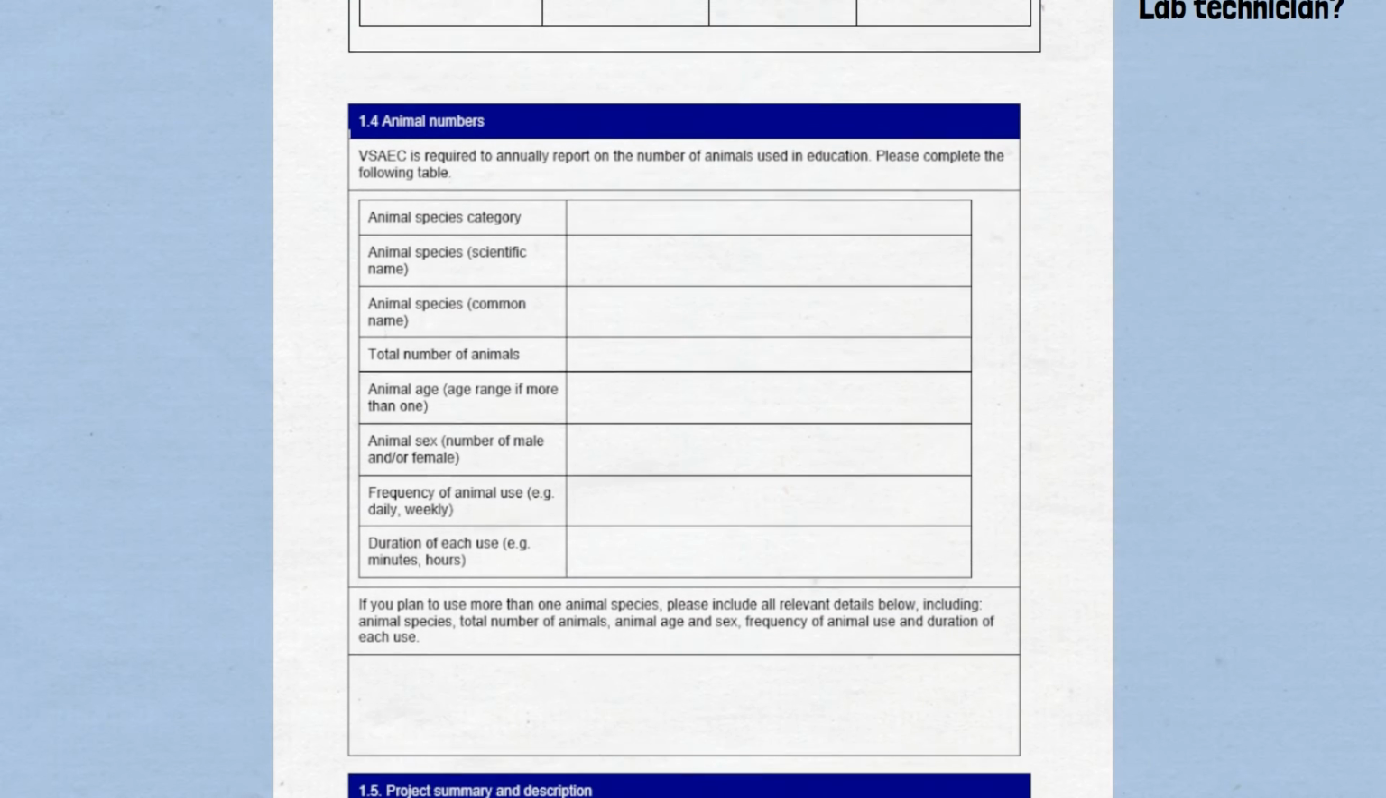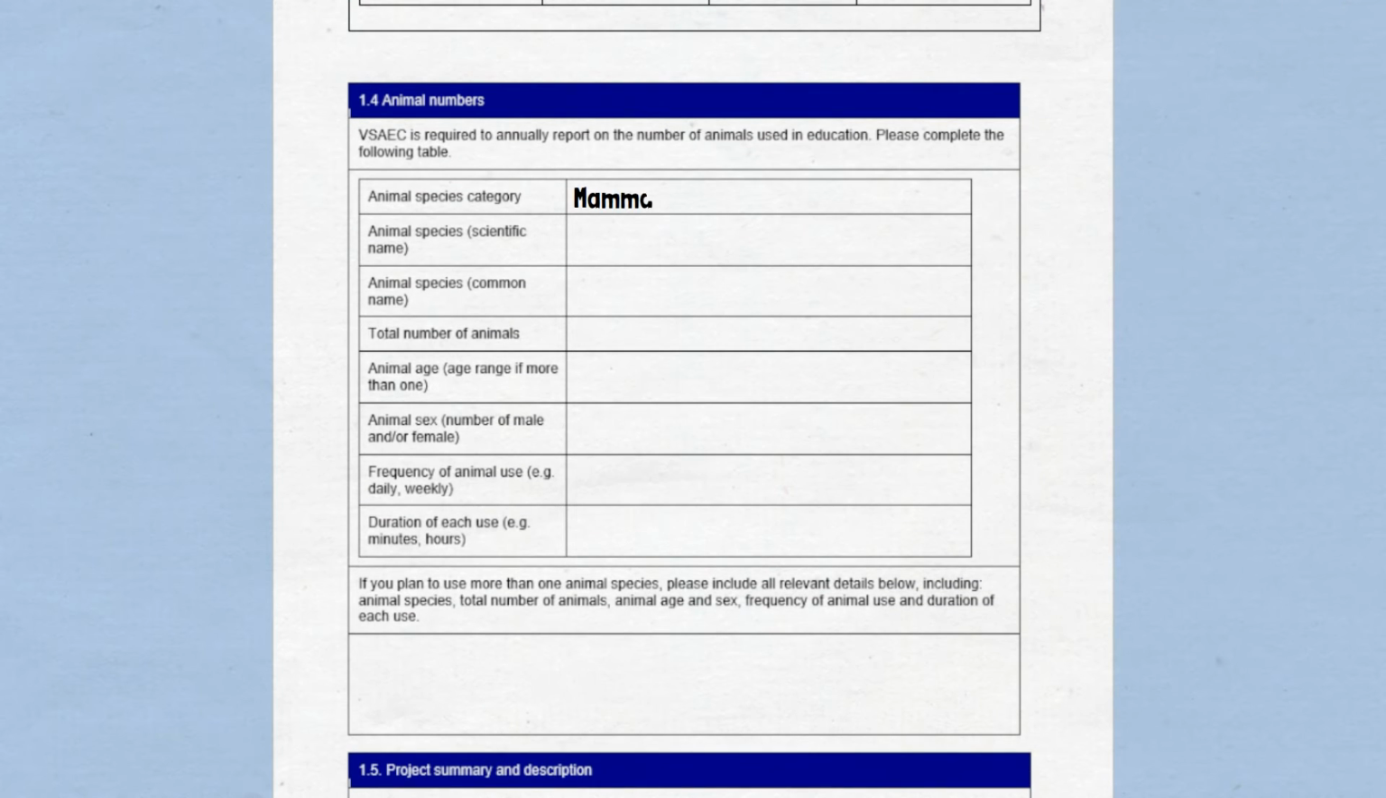Will you be using a reptile, a rodent? What is the scientific name? For a lop rabbit, this is Oryctolagus caniculus, and the common name is lop rabbit. Will you be using one or multiple animals? You need to specify the ages and sexes of each animal as well. Please specify the number of males versus females.